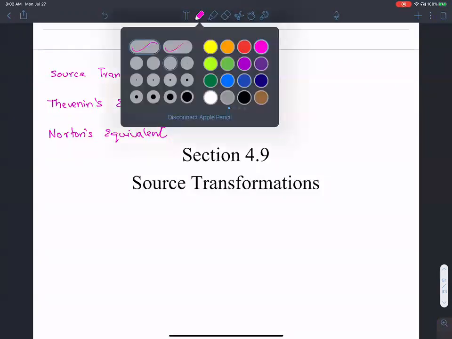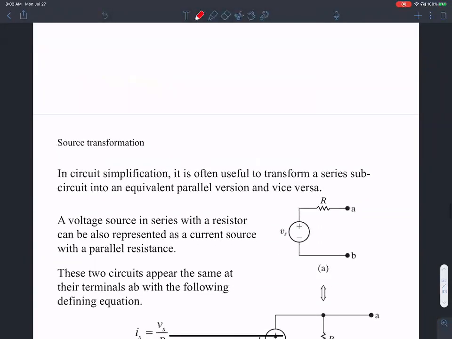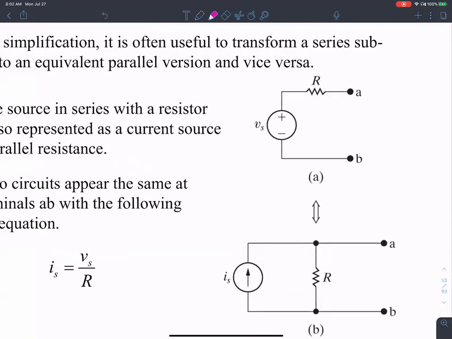The idea of source transformation is a very simple and interesting concept. Okay, the idea is really simple. When you have a voltage source with a series resistance, that can be simplified into a current source with the same resistance in parallel. That's all there is to it. And you can go back and forth.